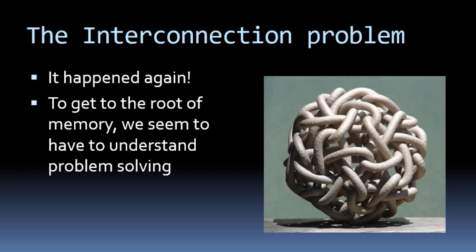And to understand problem solving, you're probably going to have to understand categorization. But we saw with the microtheory that to understand categorization, you probably have to understand problem solving. And to understand problem solving, you're undoubtedly going to have to understand memory. So all of these problems seem to require the solution to the other problems in order to solve them. That's what we might call the interconnection problem. Yeah?